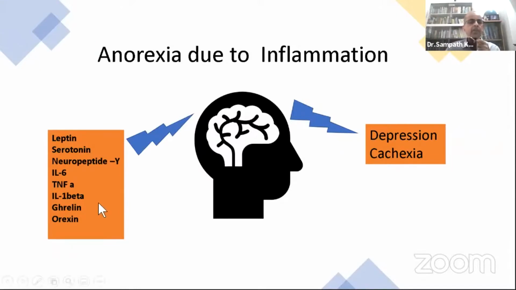So anorexia. You have all these hormones: leptin, serotonin, neuropeptide Y, IL-6, TNF-alpha, and ghrelin coming from the stomach. All these have neuronal activity by disturbing the neurotransmitter activity, which will again give rise to anorexia, depression, and cachexia.